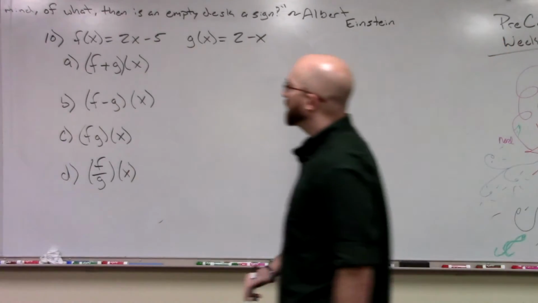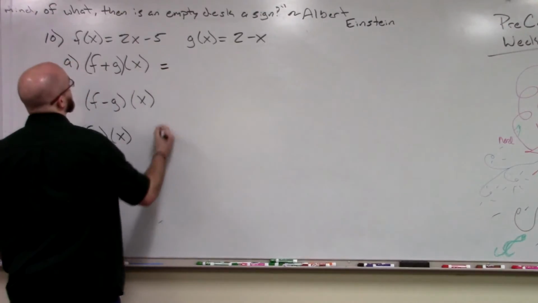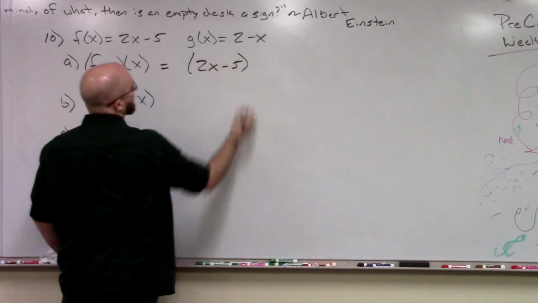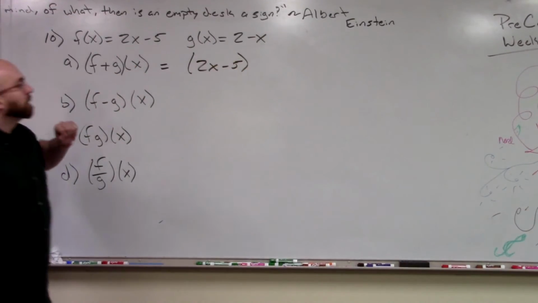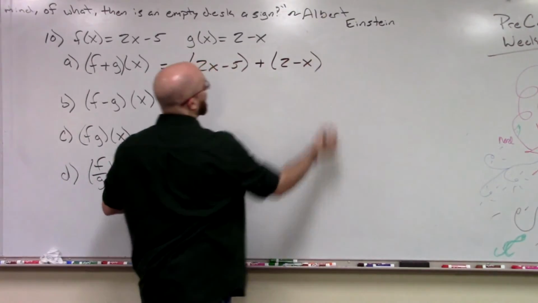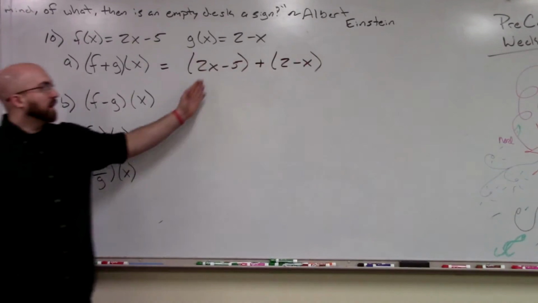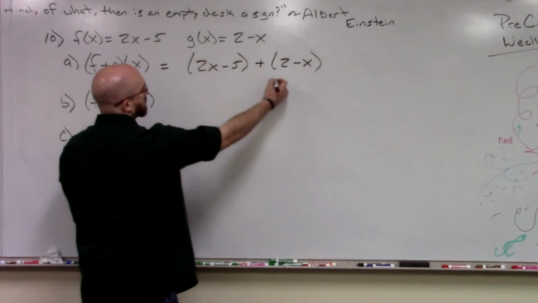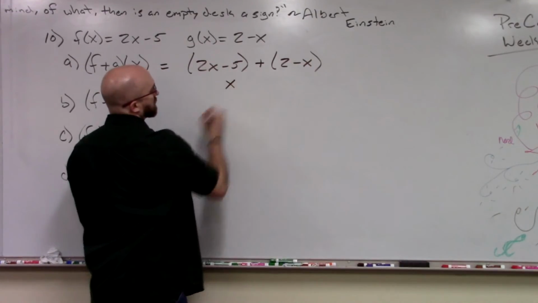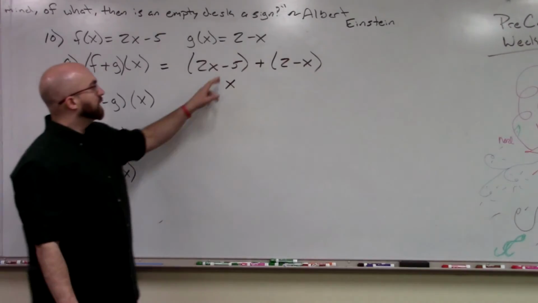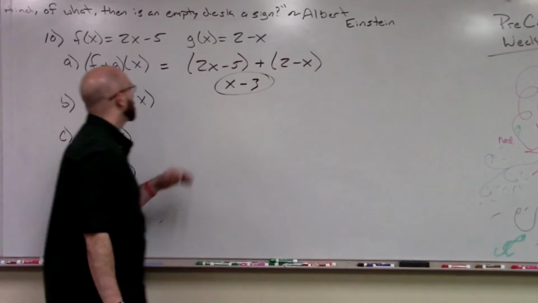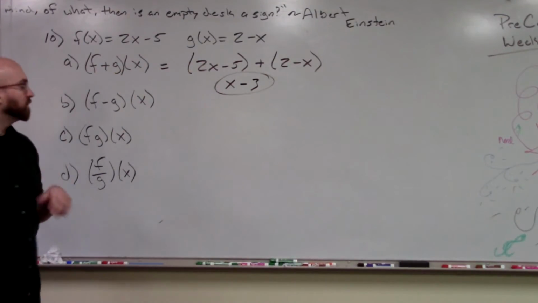So it says f plus g of x. That means we're going to have 2x minus 5, because that's f of x, right? Plus 2 minus x, because that's g of x. Go ahead and distribute. So the positive stays. So 2x minus x is going to be x, right? Okay. And then minus 5 plus 2 is going to be minus 3. And that's the answer for that one. And all you do is just combine like terms.